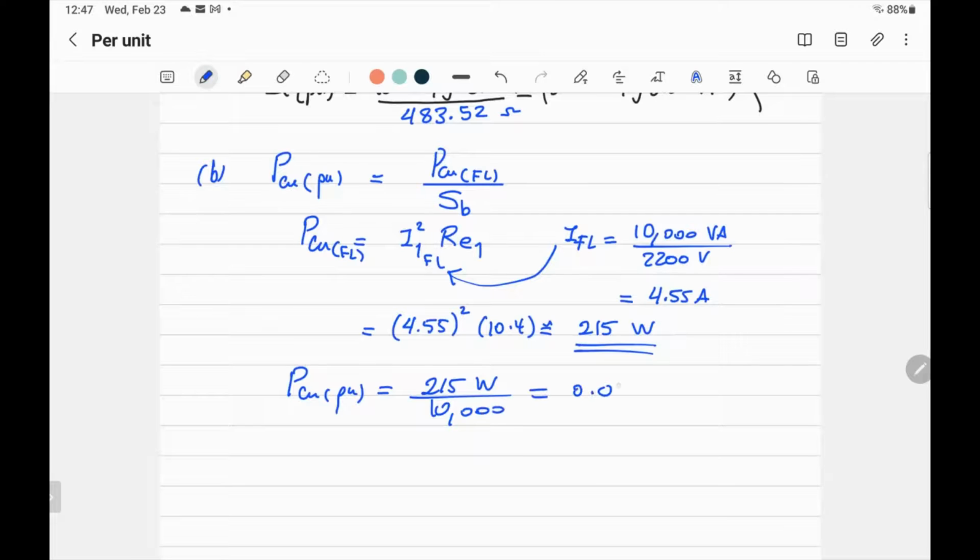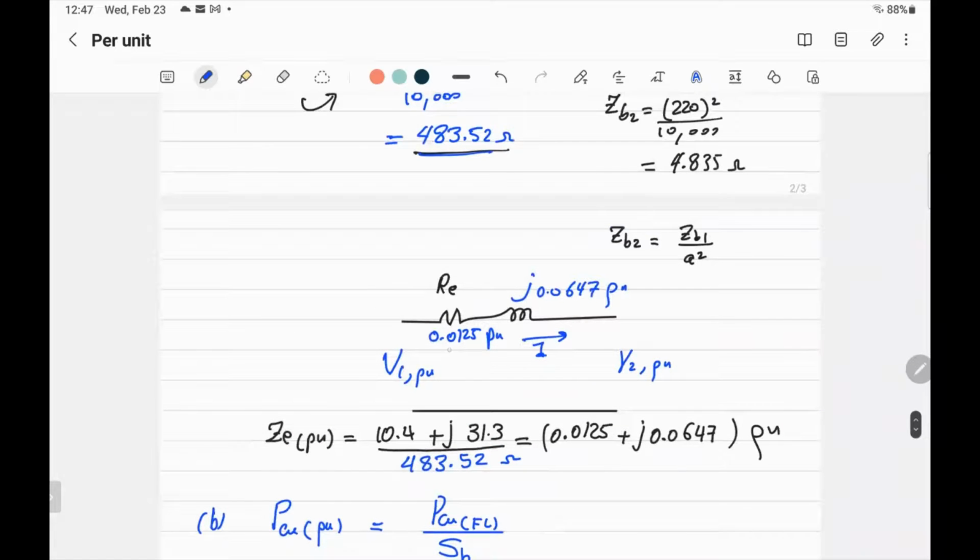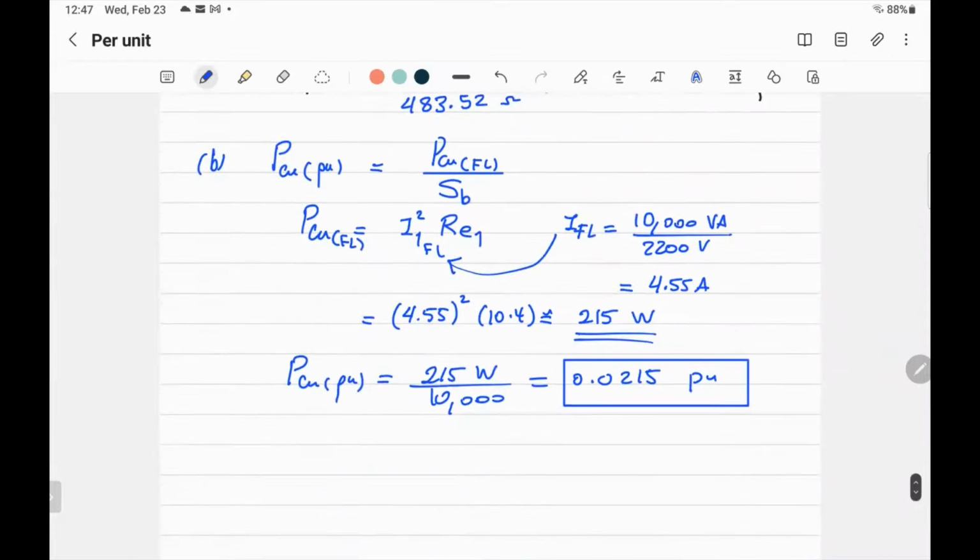What do you get? You get 0.0215 at full load. Which is equal to what? The transformer equivalent resistance per unit is equal to the full load copper loss in per unit. So we prove it.